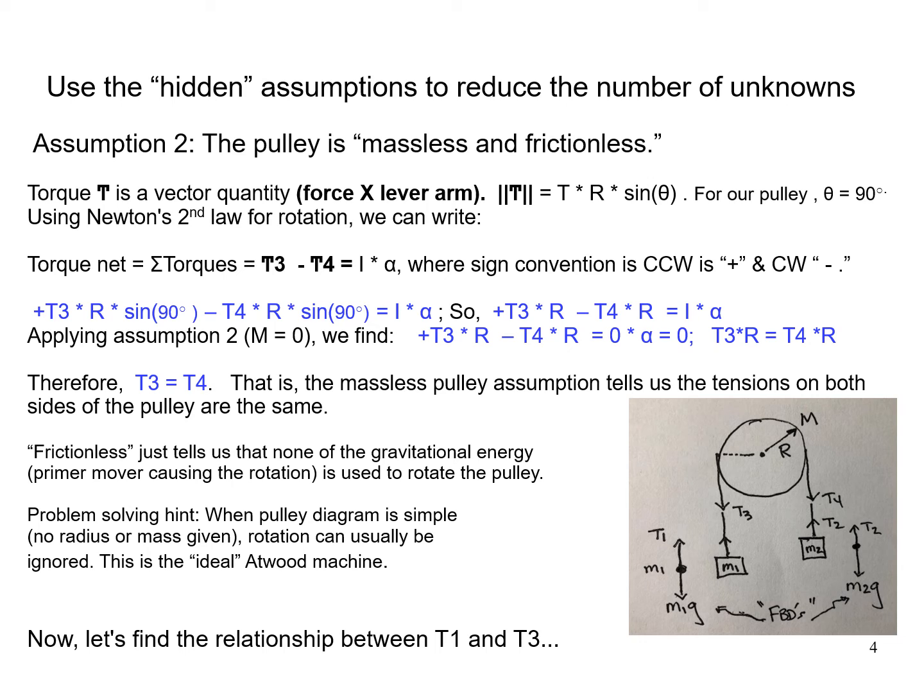Hence, we've established that the massless pulley assumption leads us to the conclusion that the tensions are the same on either side of the pulley. Again, the important intuition to keep in mind is that this is true only in our special ideal case. Ordinarily, to get a pulley to rotate, one torque must be greater than the other. That is, to rotate counterclockwise, torque 3 must be greater than torque 4, which means tension 3 must be greater than tension 4. Because in the ideal case we have no moment of inertia, the tensions on both sides of the pulley are equal.